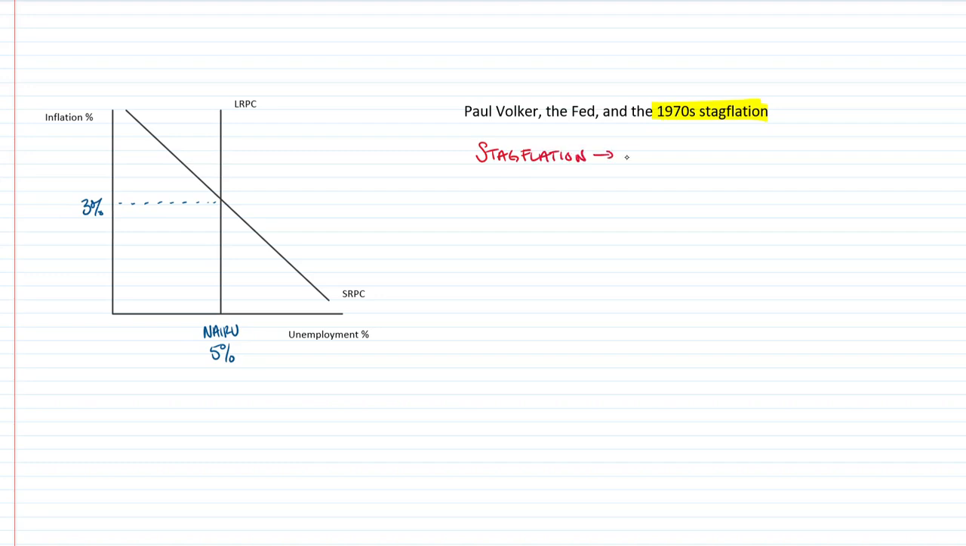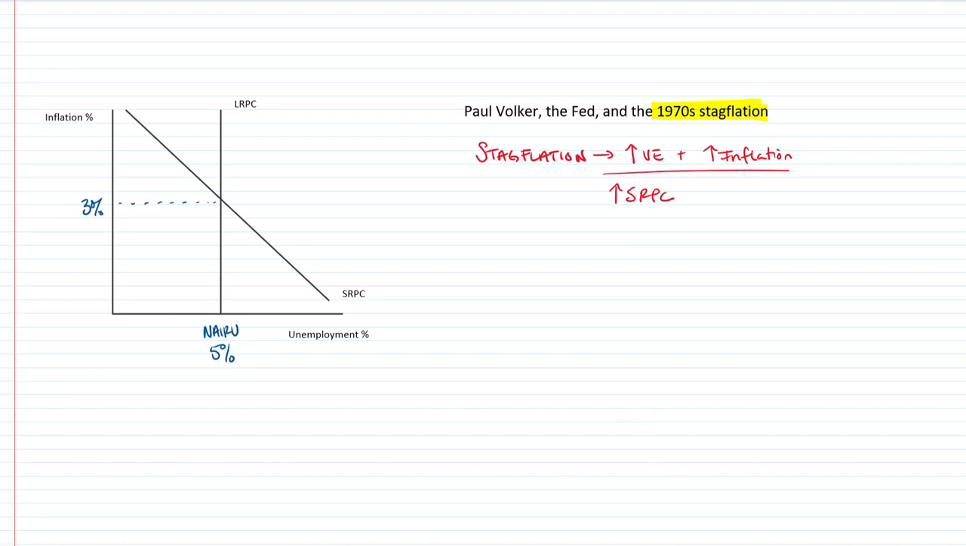And stagflation is an increase in the unemployment rate and an increase in the inflation rate, which we always joke is every economist's worst nightmare, because this is the rightward shift or the increase in the SRPC. The only way to get these two things is for the SRPC to be increasing, right?